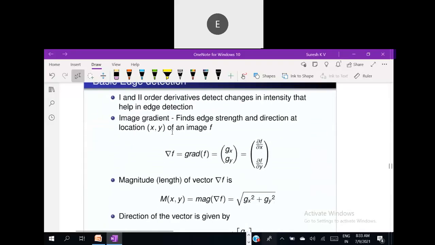In the previous unit, that is unit 2, we discussed gradient operators also. So we are revisiting it again. Either I can use first and second order derivatives to detect the changes in intensity, which will help us in edge detection, or you can further simplify.